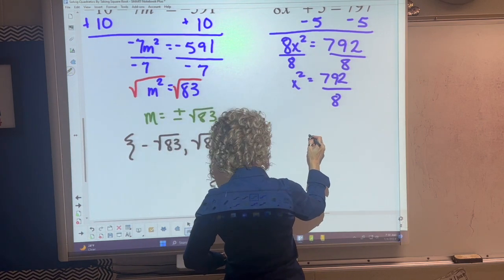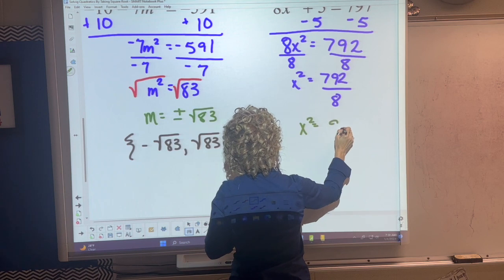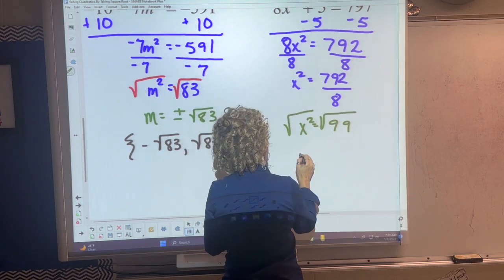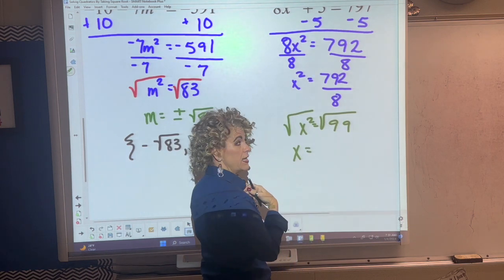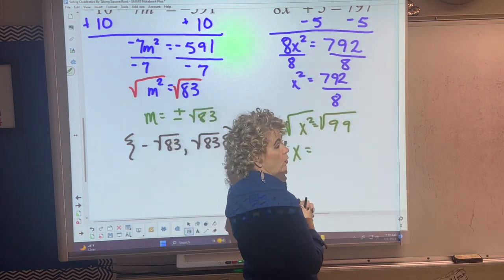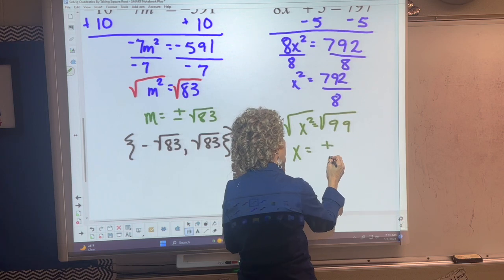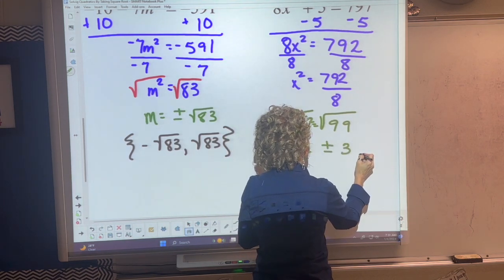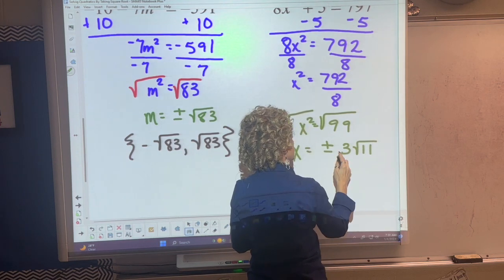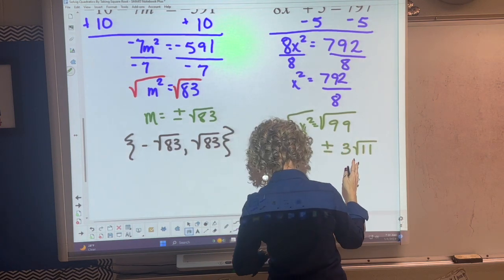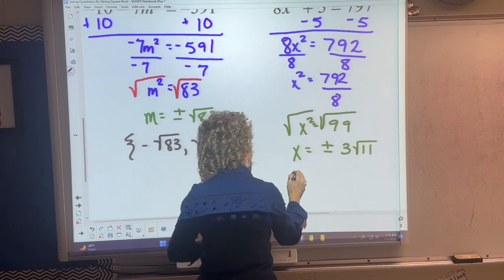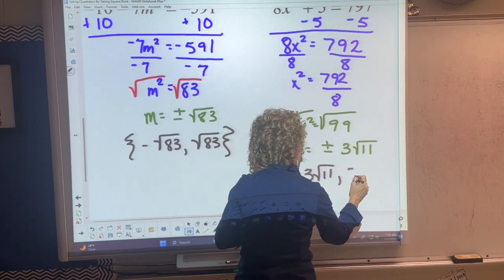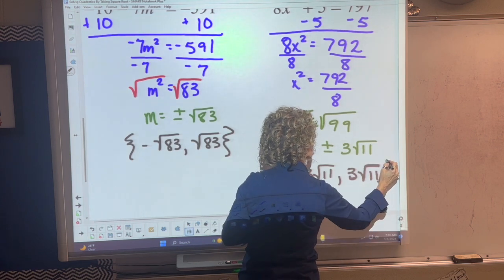So here I've got x squared equals 99. But I don't want x squared, I want x. So I take the square root, and I get x equals plus or minus. I know what this is going to simplify to. It's going to be 3 square roots of 11, a positive 3 square roots of 11 and a negative 3 square roots of 11. I'm going to go ahead and write my answer: negative 3 square roots of 11 and a positive 3 square roots of 11.